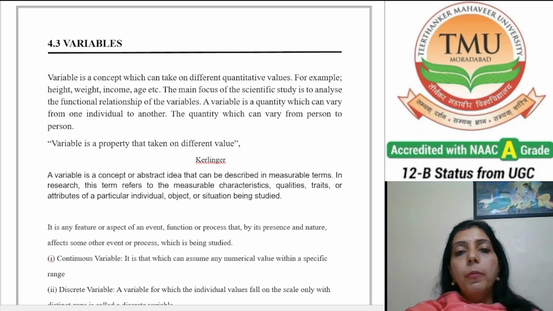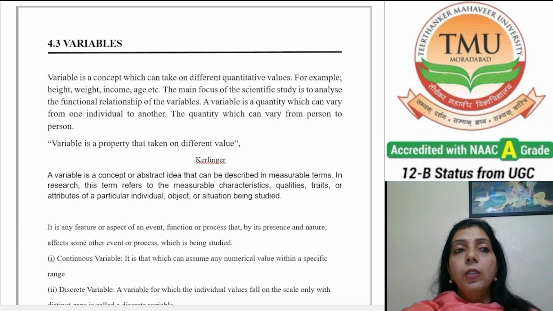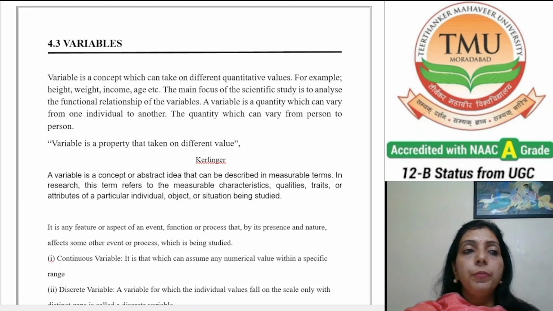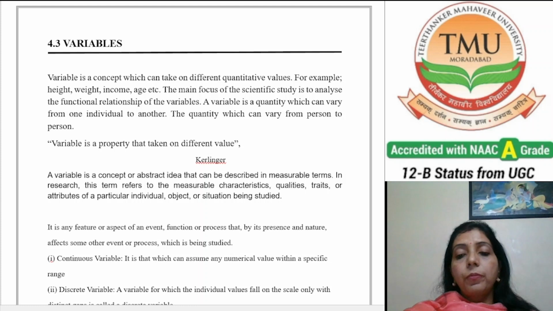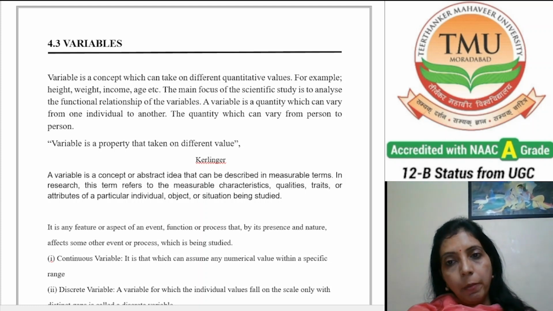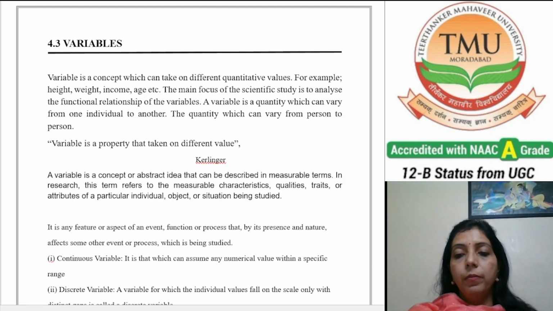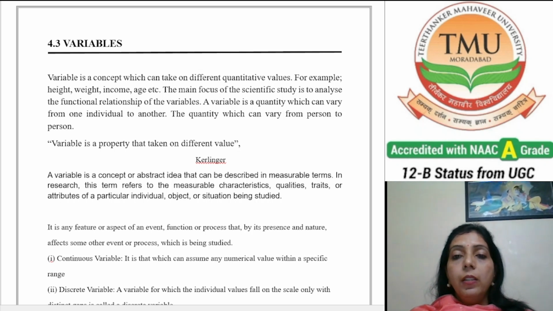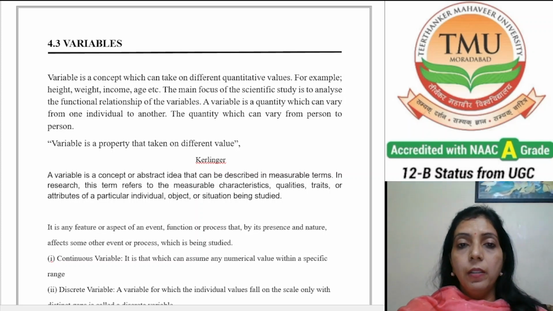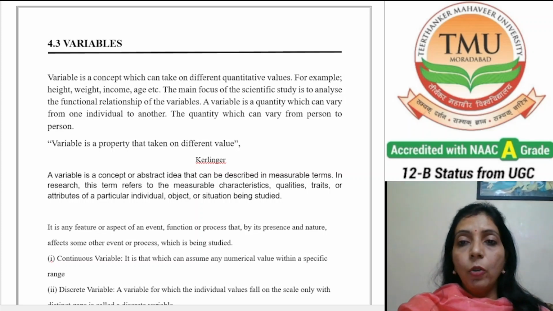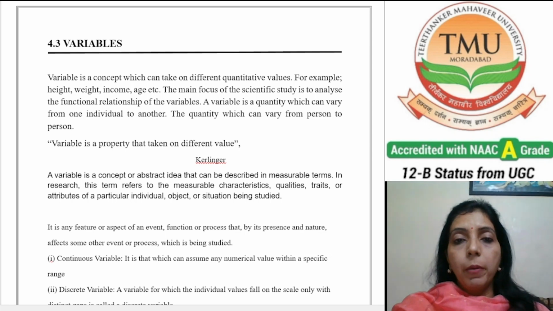So variables are properties or characteristics of some event, object, person that can take on different values or amounts. Variables are properties, characteristics of some event, object, or person that can take on different values or amounts.